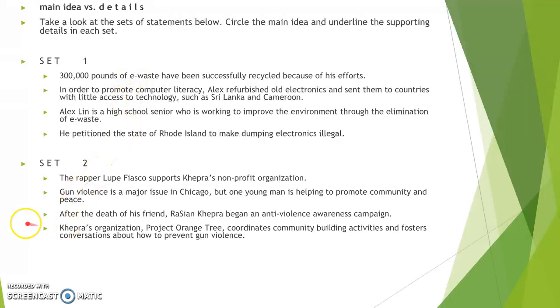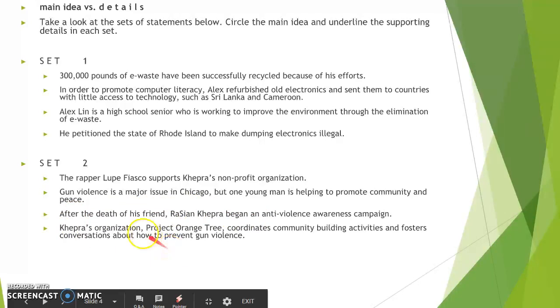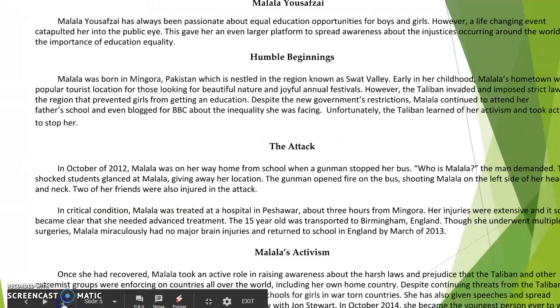In set two, the main idea is that gun violence is a major issue in Chicago, but one young man is helping to promote community and peace. So that's the main idea. And all of these other bullet points support that. The rapper's supporting his effort, his organization. It lets us know how he got to that point. His friend died, so that's why he began that anti-violence awareness campaign. And then it also talks about his organization as well. All right, so now we'll go to the next slide.